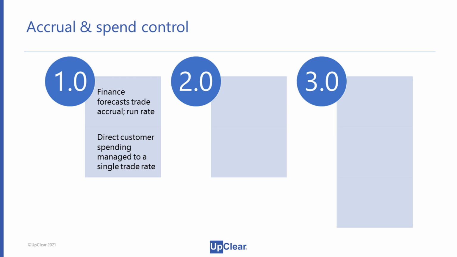All right, and then quickly, accruals and spend control. In the 1.0 world, finance just forecasts trade accrual based on a run rate, and you manage direct customers to a trade rate. And it's usually a trade rate that's the same across all products.